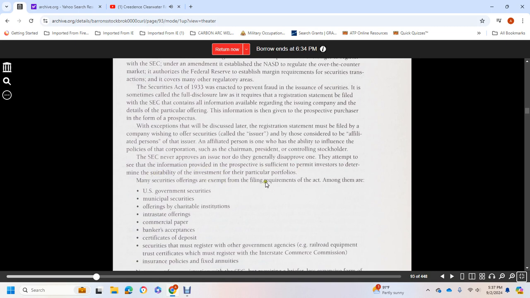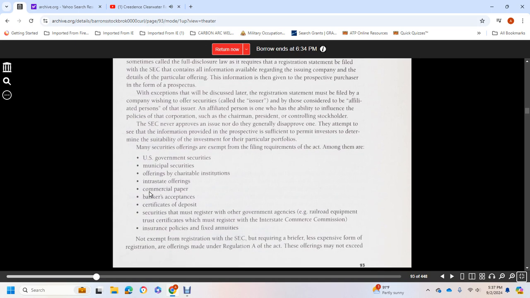Many security offerings are exempt from the filing requirements. Among them are U.S. government securities, municipal security offerings, charitable institutions, intrastate offerings, commercial bank securities, and certificates of deposit. Securities of common carriers must register with the government agency, and railway equipment trust certificates must register with the Interstate Commerce Commission. Insurance policies and fixed annuities are also exempt from registration.